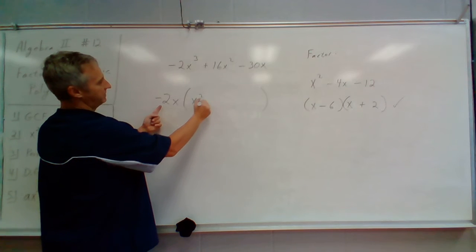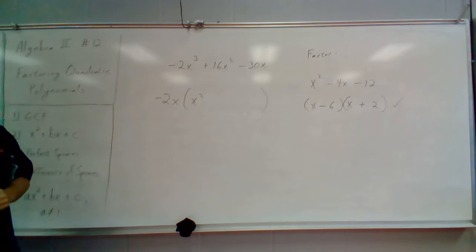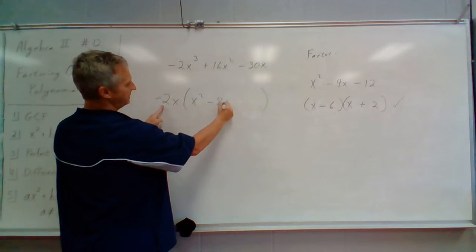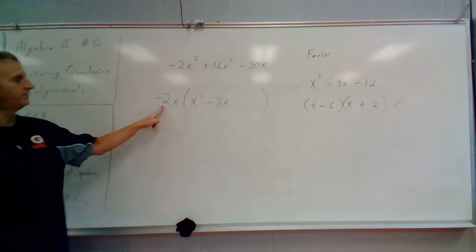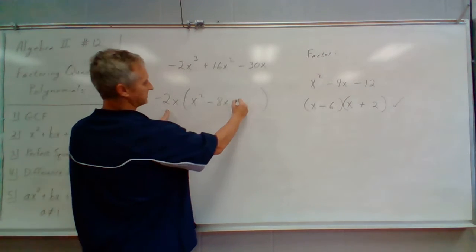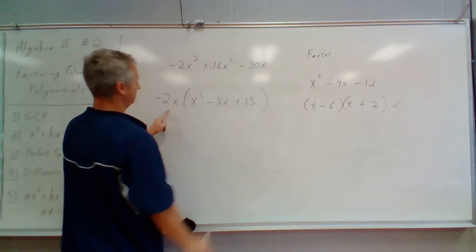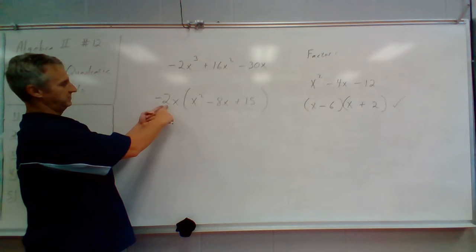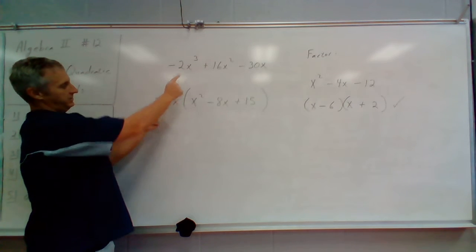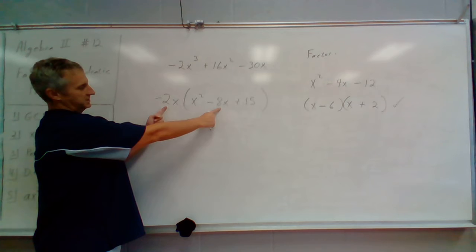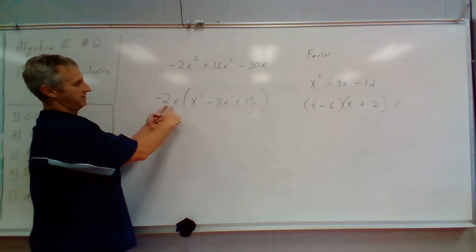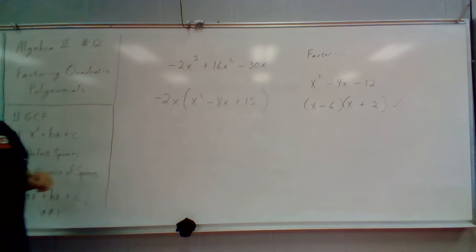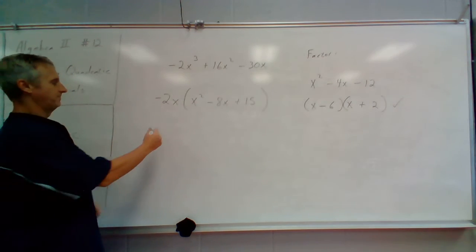times x squared gives me negative 2x to the third. Negative 2x times minus 8x will give me 16x squared. And negative 2x times plus 15 will give me negative 30x. And I'm going to double check myself. So this times this is negative 2x to the third. That's good. This times this is 16x squared. That's good. This times this is negative 30x. So very nice. All right, so we got the GCF out.